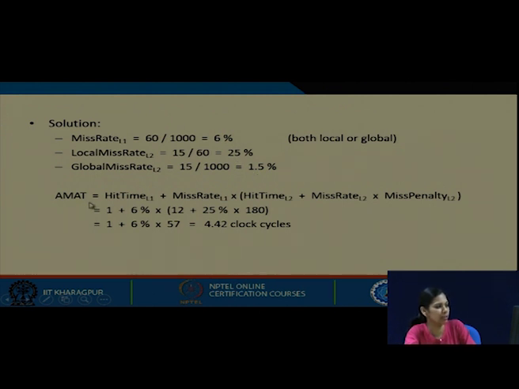So, average memory access time will be hit time for L1 plus this multiplied by this. So, hit time of L1 is 1 plus miss rate of L1, which is 6%, multiplied by hit time of L2, which is 12, plus miss rate of L2, which is 25%, into miss penalty, which is given as 180. So, finally, we are getting 4.42 clock cycles.